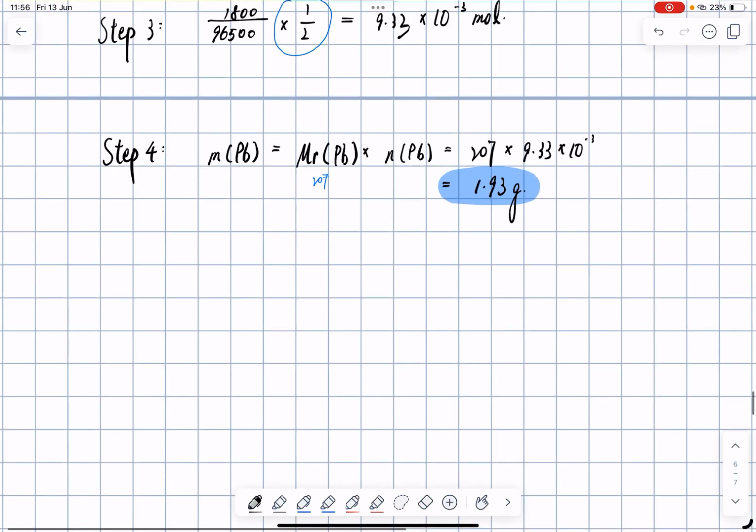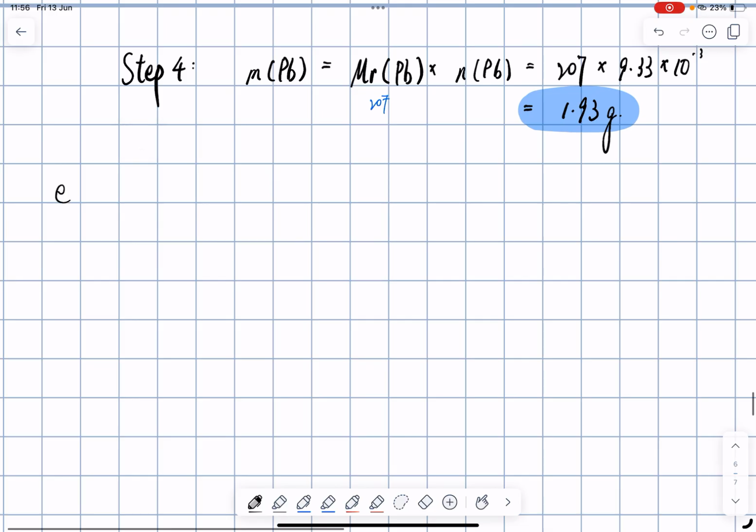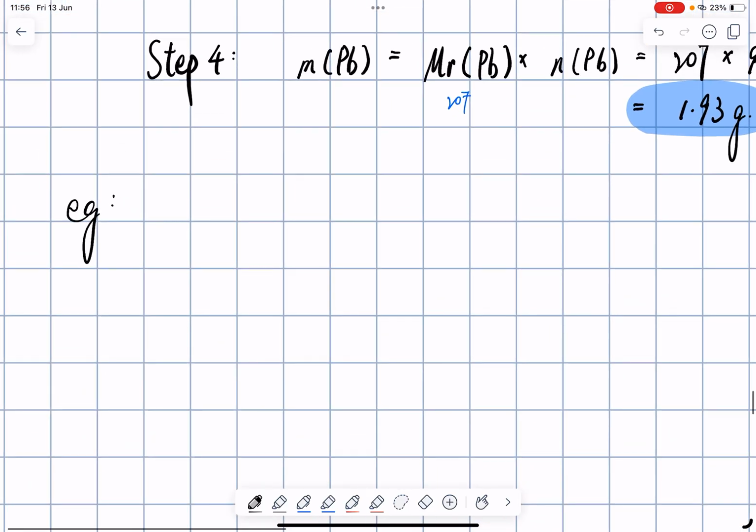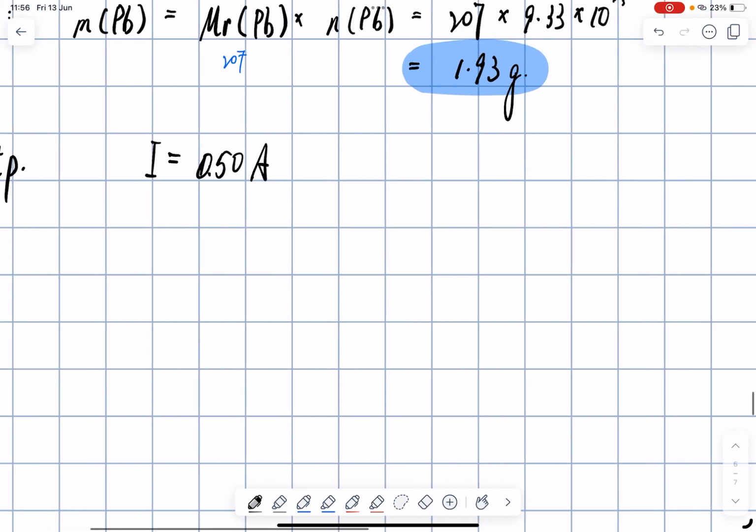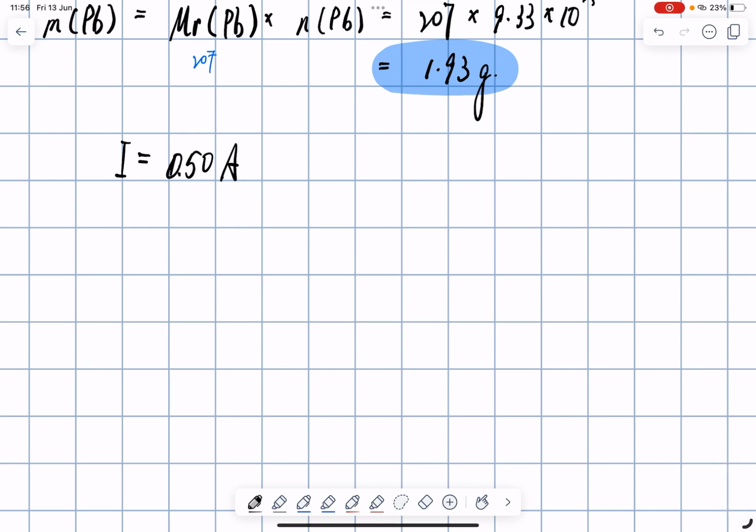So another good question is: at room temperature and pressure, a current of 0.50 ampere is flowed into concentrated sulfuric acid, and the time equals 30 minutes.